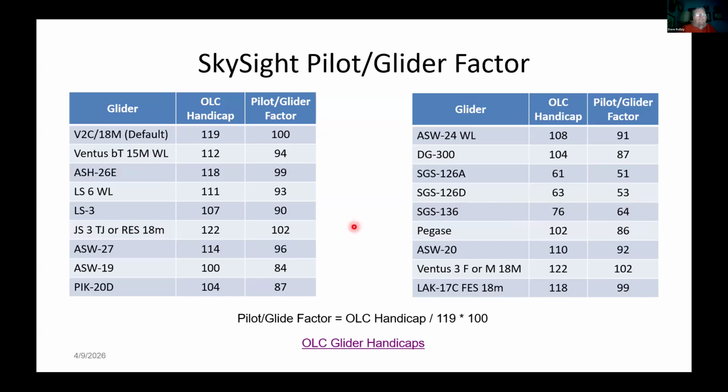One of the things that I thought was interesting when I made this chart up: the sacred cow plane for the OLC is the ASW 19. It's 100. And I always have categorized the Pegasus as being the French version of the 19, but it's got an OLC handicap of 102. And if you wonder what's going on with things like the JS3s and the Ventus 3s, you can see their OLC handicap is 122.